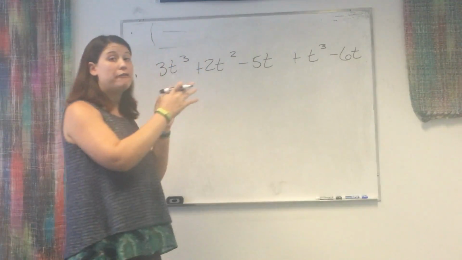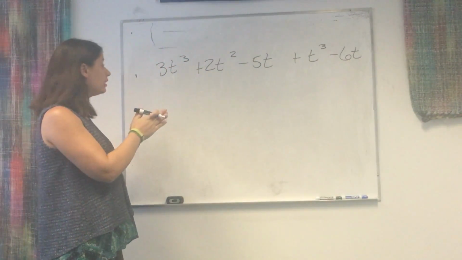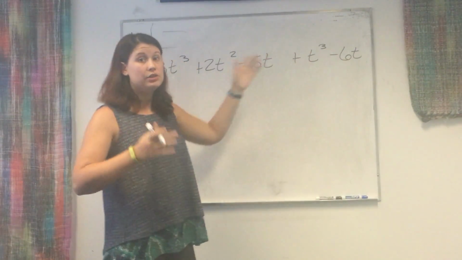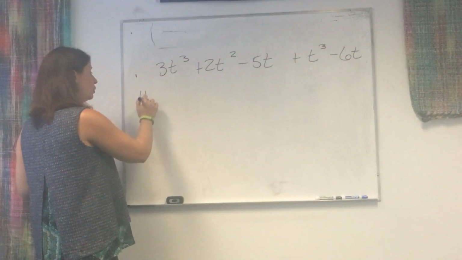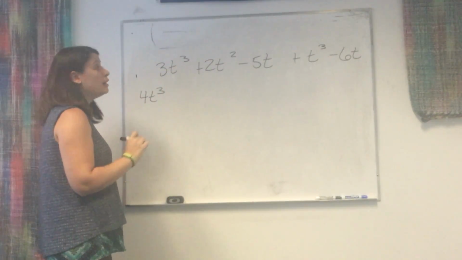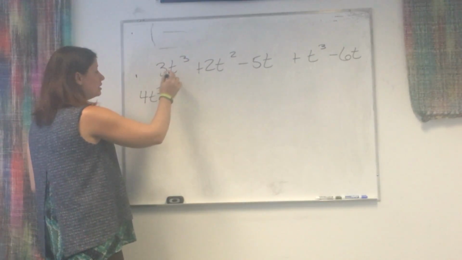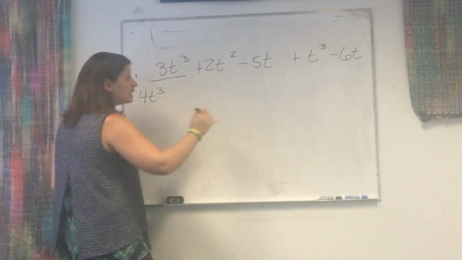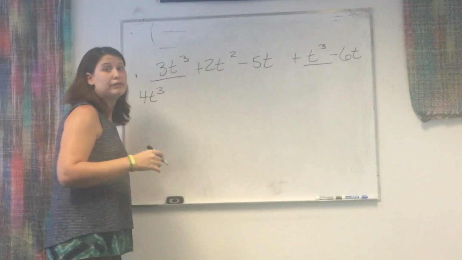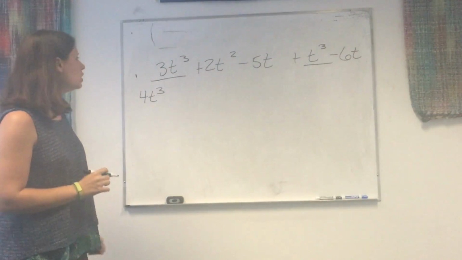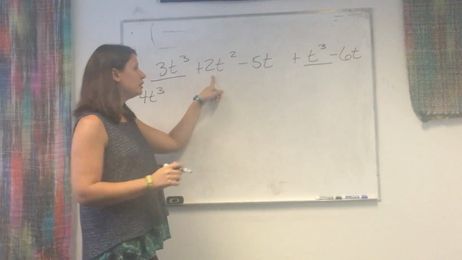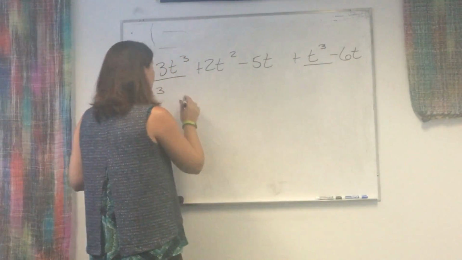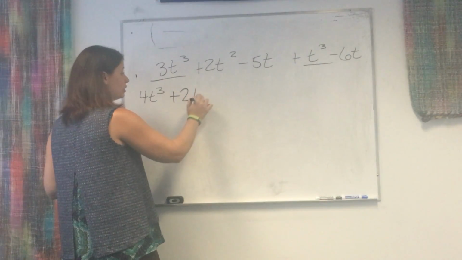So then we look at their coefficients and we add those together. So this is 3t cubed, this is 1t cubed. So that means in total we have 4t cubed. Now something I like to do is mark off that I've already combined them. If underlining is good for you, or crossing them off, something, right? Okay, then we look at 2t squared. We don't have any other t squared terms, so there's nothing to combine with that one. It's just still plus 2t squared.